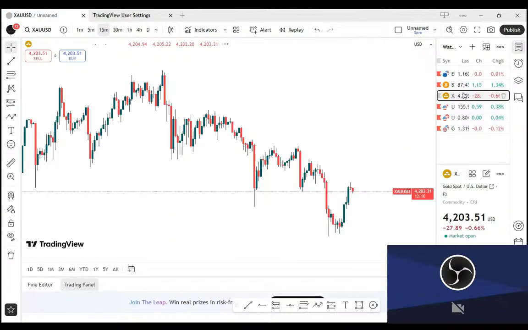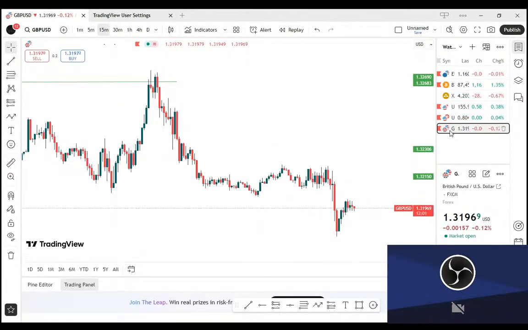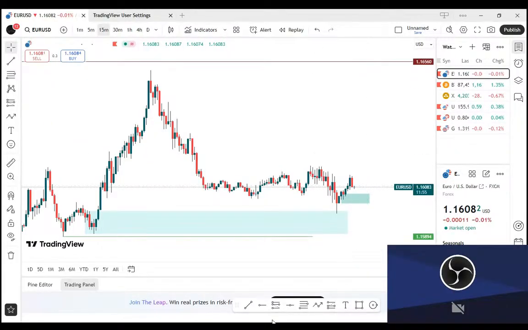Let's see. And then we're having gold making a pullback. We're having GBP USD. Okay, I think Euro USD is closer. So pay attention more on Euro USD.